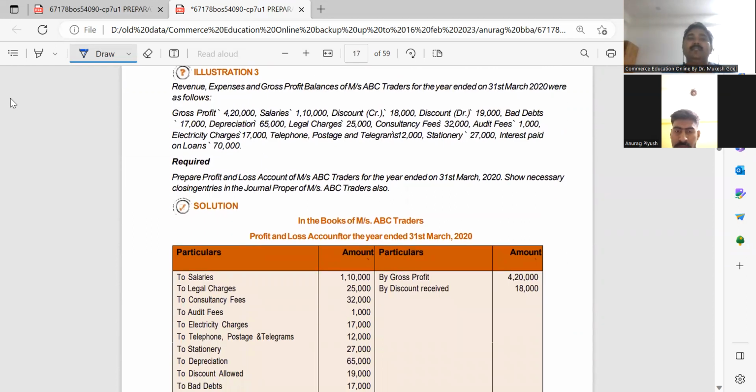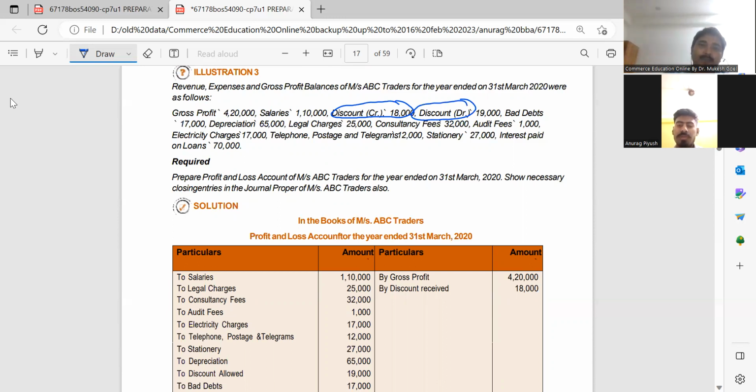In question number three, revenue expenses and gross profit balance of ABC Limited for the year ended 31st March 2020 were given as follows. Gross profit of the firm is rupees 4,20,000. Salary paid to the staff 1,10,000. Discount credit means it is the income, because credit is our income and gains. Discount debit means it is our loss, debit expenses.